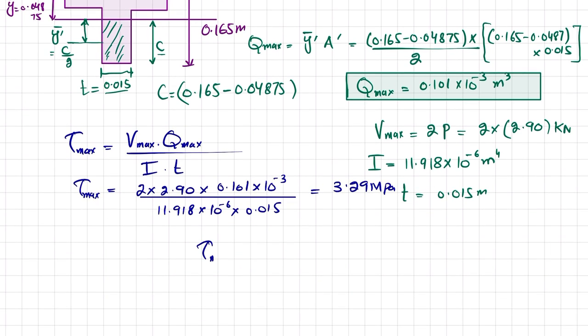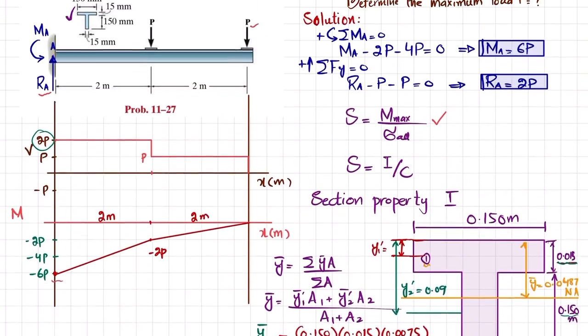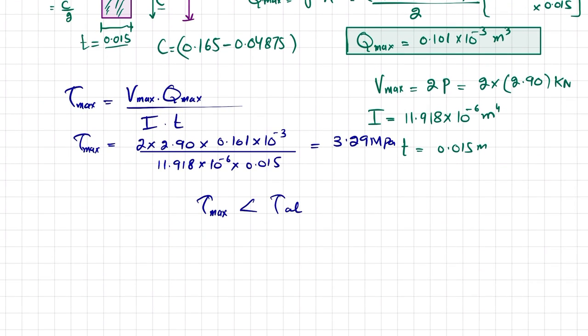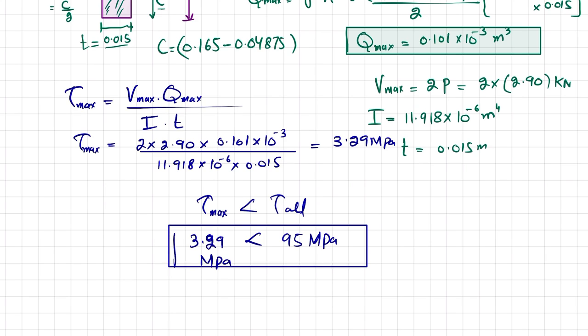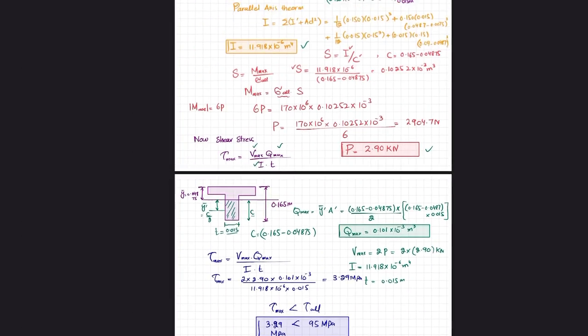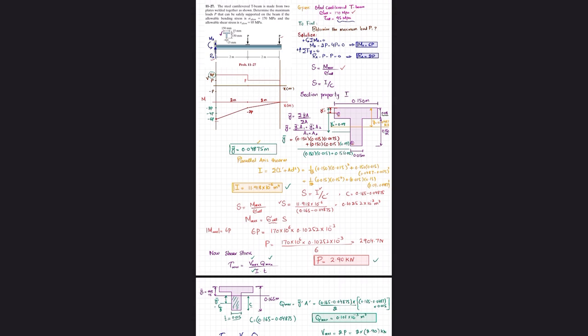So maximum shearing stress, you can see, we'll check whether it is greater or less. So that is 95 megapascal allowable. So maximum shearing stress is less than allowable, which is 95 megapascal, and the maximum is 3.29 megapascal. So maximum shearing stress is less than 95 megapascal, so hence the value of P is equal to 2.90 kilonewton. That can be applied on this beam for safe loading. Under this loading, P is equal to 2.90, the beam will be safe. And that was all about problem 11-27.